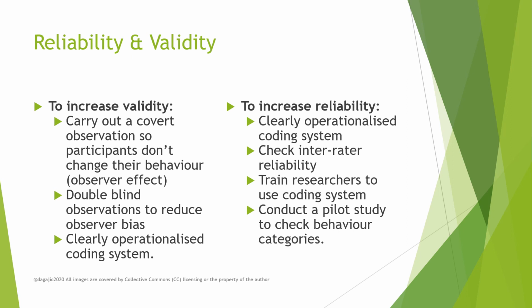So how can we increase reliability and validity in observations? For validity, we can carry out covert observations so the participants don't change their behaviour. We can have a double blind so that the observer who's taking notes doesn't know the aim of the study, so that reduces observer bias. And we can have a clearly operationalised coding system that's been checked and double checked to make sure it's measuring what it's set out to measure. To increase our reliability, again, that operationalised coding system will increase reliability. We can check inter-rater reliability. We can train our researchers to use the coding system within that inter-rater reliability, and we can conduct a pilot study to check behavioural categories.